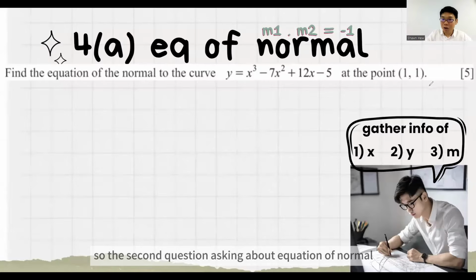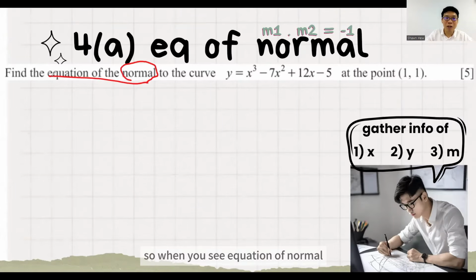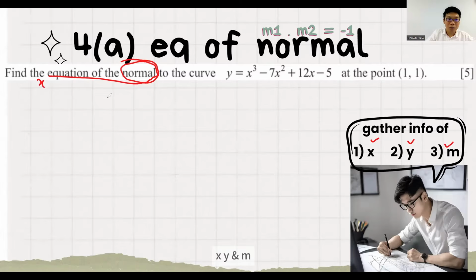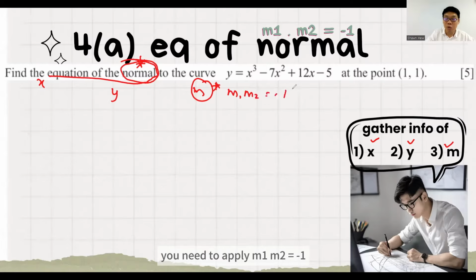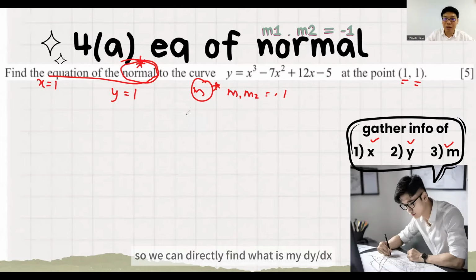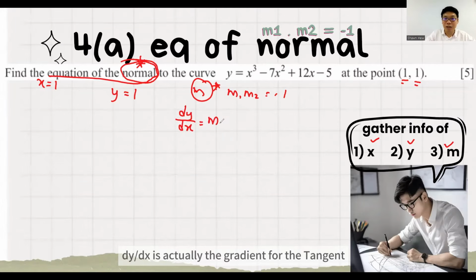So the second question asks about the equation of normal. When you see equation of normal, what information must you gather? X, y, and gradient. But remember, when it's a normal, you need to apply m1 times m2 equals minus 1. Okay, so let's go. They say x is 1, y also 1. So we can directly extract these 2 pieces of information. Then we can find dy dx, which is actually the gradient for the tangent.